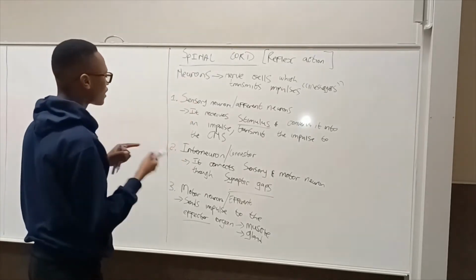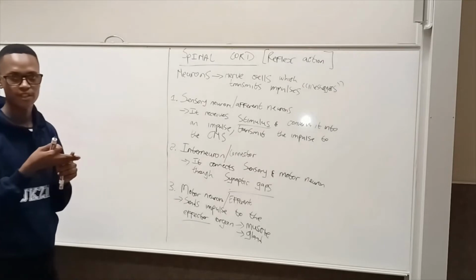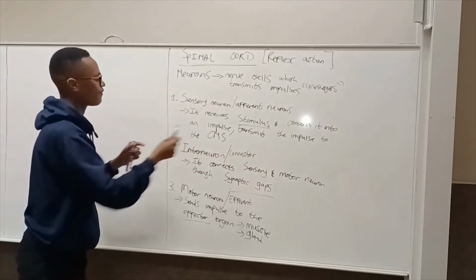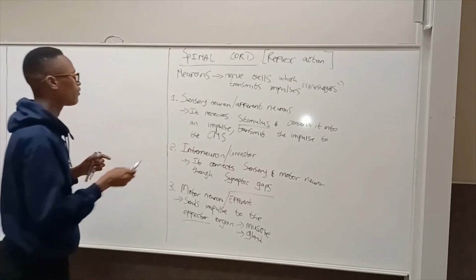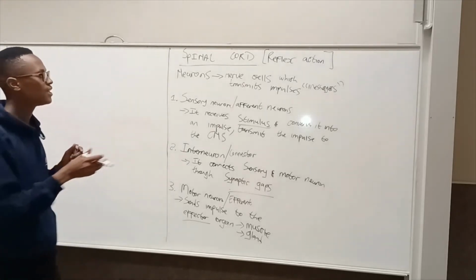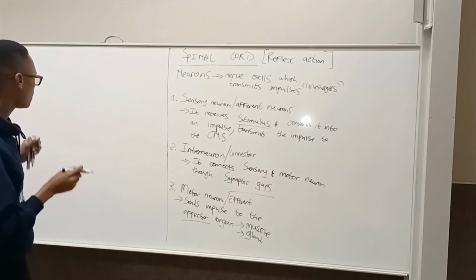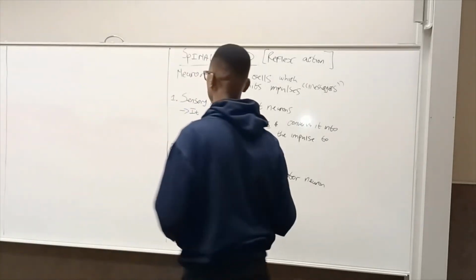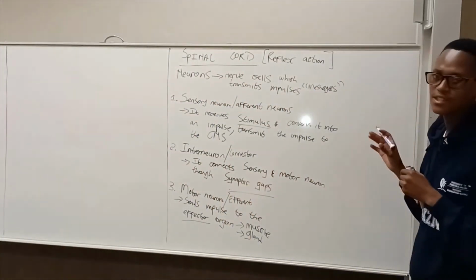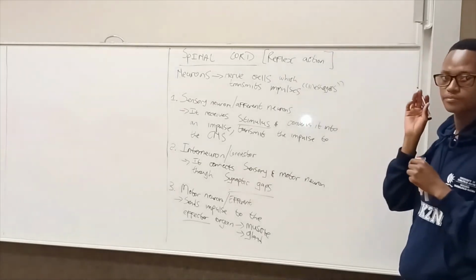Okay, so these are three types of neurons that we have to know for your level, and their functions. Now we're going to try to find out how they fit in the spinal cord and the reflex action. Before I can discuss the reflex action, I'm going to introduce other parts of the spinal cord.